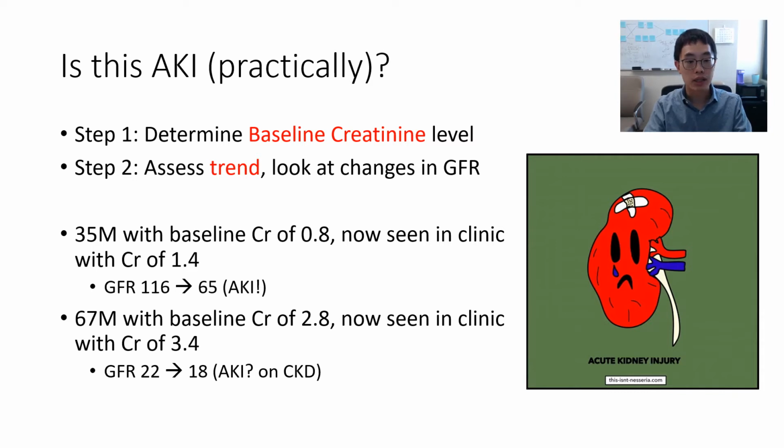Now, if we look at the second example here with a 67-year-old male with a baseline creatinine of 2.8, the creatinine is now bumped to 3.4. This is again a 0.6 rise in the creatinine, similar to the previous one. However, if you calculate the GFR, you can see that the GFR change is only 22 to 18. So that 3-point difference is really not that significant compared to the 60-point difference that we saw in the case before. I'd say, yes, maybe the patient has an AKI, but I'm not as worried about this second patient as I am about the first patient.